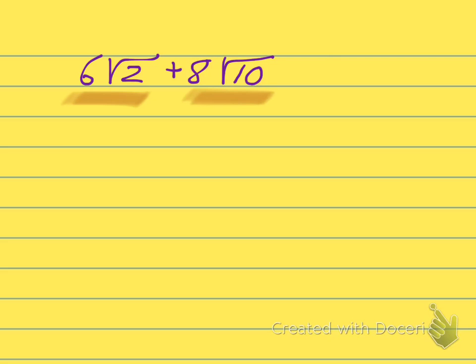Next, what if we have 6 square root of 2 plus 8 square root of 10? Well, we can't do anything with 6 square root of 2, and 10 doesn't have any perfect squares, so our answer is already in simplest form. We have to leave it alone, and we're done.